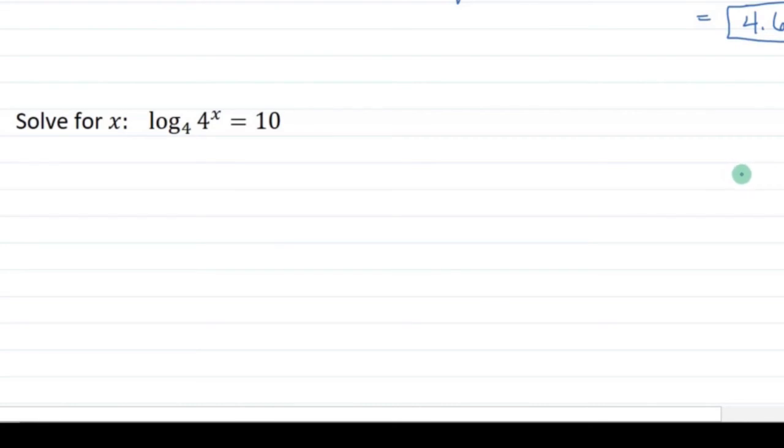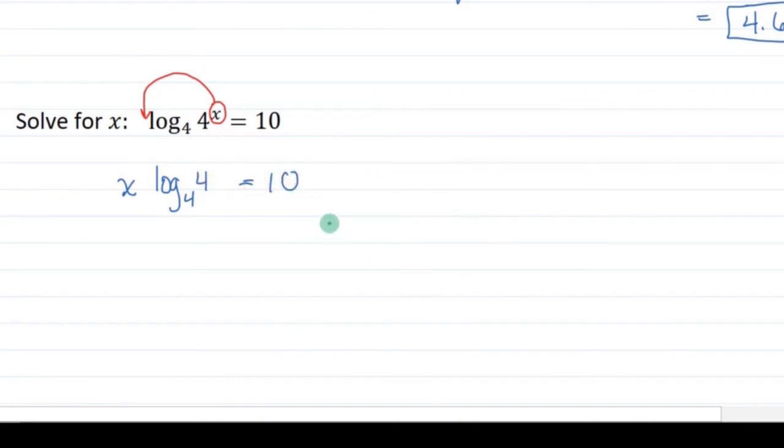With the power property, our goal is to get the x to come down from the tower, from where it's stuck up here, right? So what we're going to do is use the power property of logarithms, which is if you have a power and this is a log, any base, it doesn't matter, you're allowed to take that power and make it a coefficient out here. So now this becomes x log base 4 of 4 equals 10.